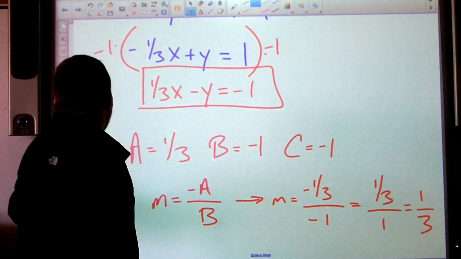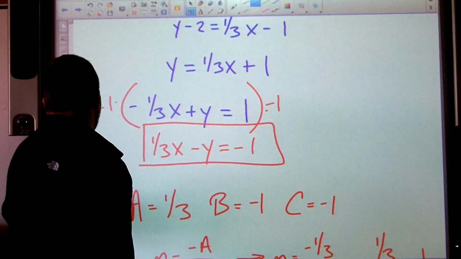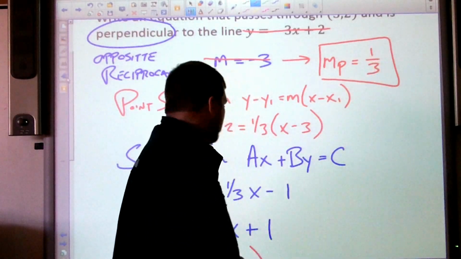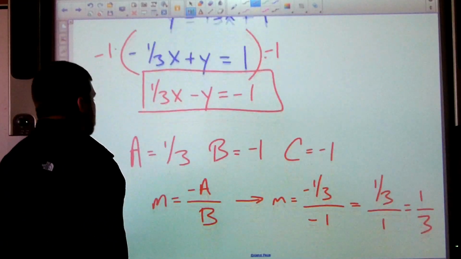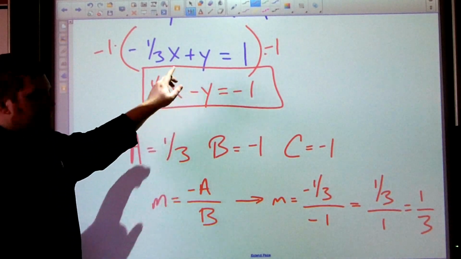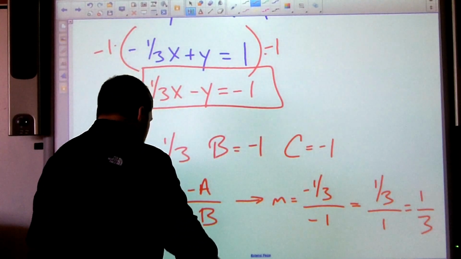If we go back up to where we had slope-intercept form, we had 1/3 for our slope. We go back up to the top, what we found for the perpendicular slope, 1/3. So that's how you can use standard form to quickly find the slope of a line. So again, this equation is unique. That's called the standard form for this particular line.